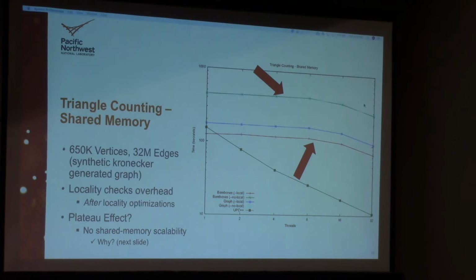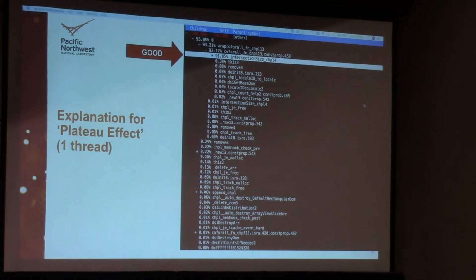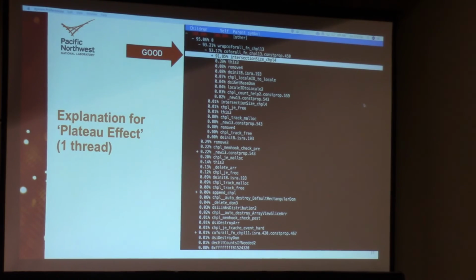And as well, in both of them we see this plateau, and I did some investigation as to why. So I would definitely like to possibly get this addressed, say tomorrow during the coding day. I did some perf on it. For one thread, we see that the intersection size takes up 95%, so 91% of the computation time, which is good.